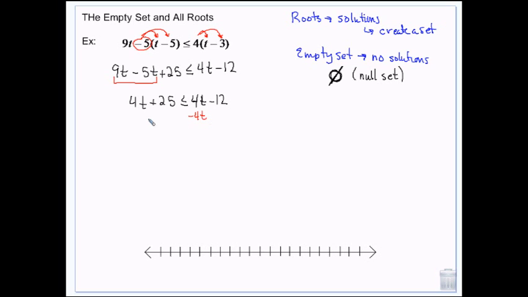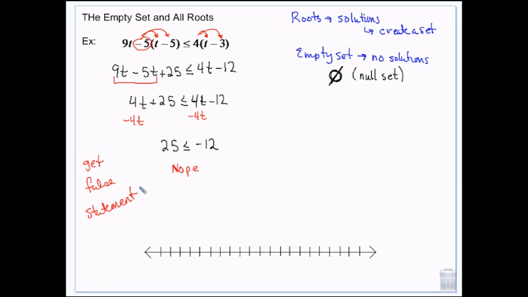And I like to move my t's first, so I'm going to move my t's first. 4t minus 4t, oh, my t's went away, okay. 25 is less than or equal to -12. What I got was 37 is less than or equal to nothing. Because that's also possible if you moved your variables first or second, if you moved your numbers first. So no matter how you solve this, you are going to get a false statement.